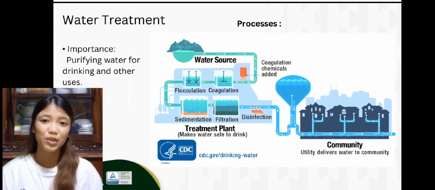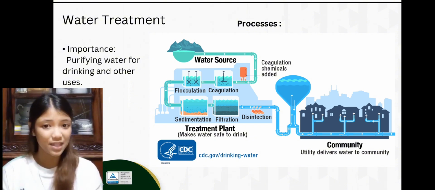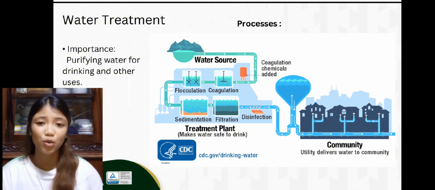Now let us come to water treatment. Water treatment is a series of steps that removes contaminants from water. The process includes physical, chemical, and biological steps. Imagine the water we use in our home starts a long journey to become clean and safe. That's what water treatment is all about. Here's how it works. Water comes from rivers, lakes, or underground. That is our water source.